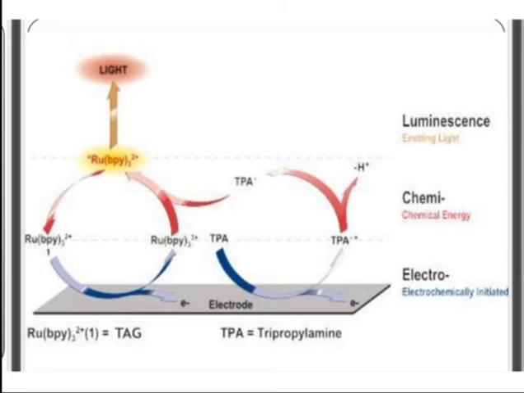Means simply the ruthenium complex and the TPA form the redox coupled reaction here. This is the first cycle, and the second one is the second cycle. Here is the TPA and here is the ruthenium. Means ruthenium 3 plus absorbs one electron from TPA, and there is a formation of ruthenium 2 plus. This ruthenium 2 plus forms the bond with TPA, and when this redox coupled reaction occurs, at that time light is emitted, and this emitted light is called chemiluminescent light.